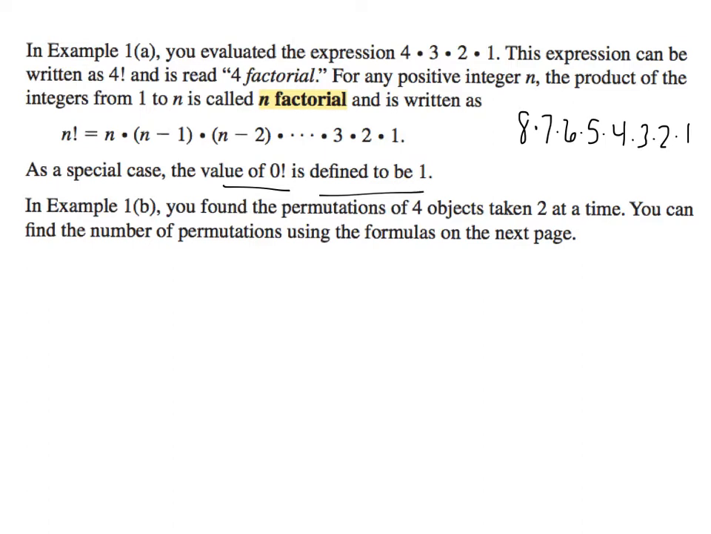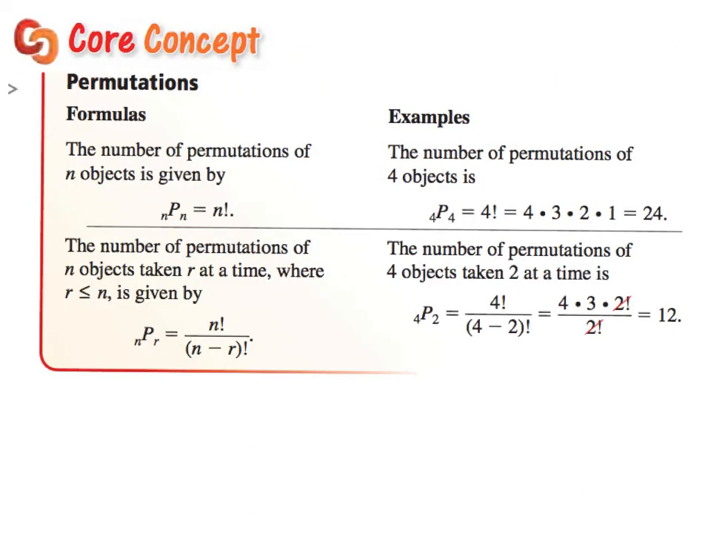Now an example in 1b, you found the permutations of 4 objects only taking 2 at a time. So here's your formula to deal with that. The number of permutations of n objects is given by this. So, this is our formula. We read this as n permute n, or 4 permute 4. So here's how it works. If I have n objects, that is given by n factorial. So 4 permute 4, that means we're permuting all of the numbers. It's just 4 factorial. 4 multiplied by 3 times 2 times 1.